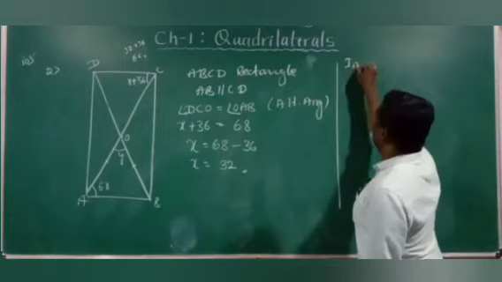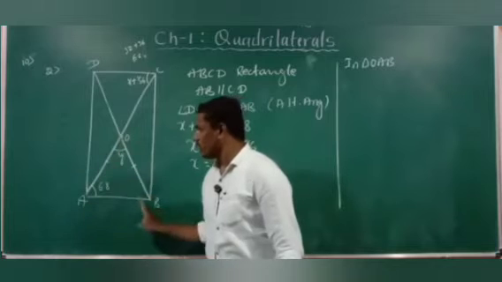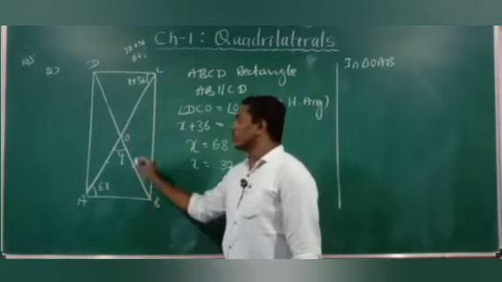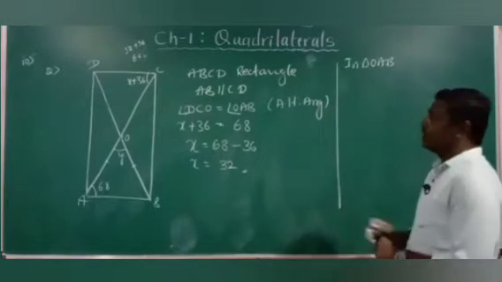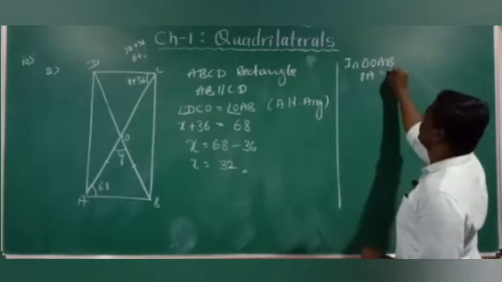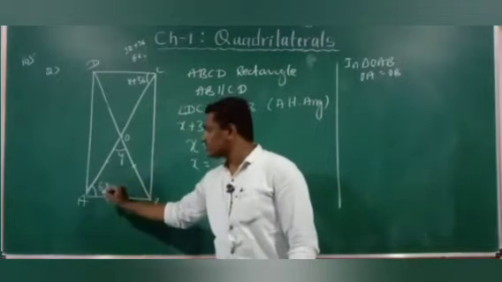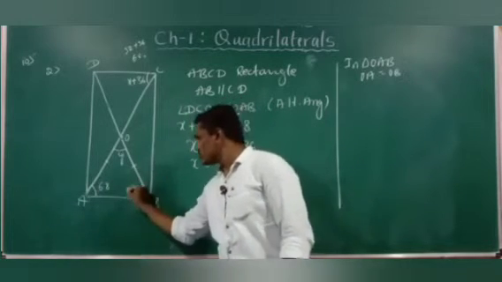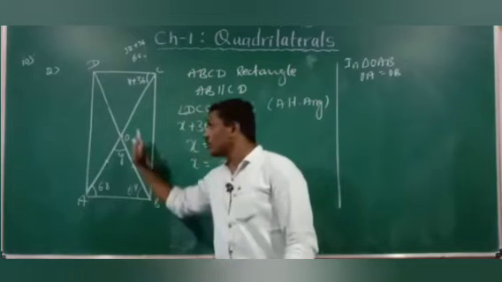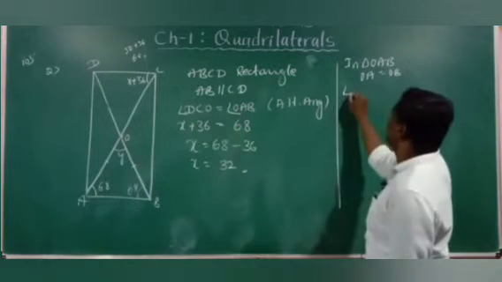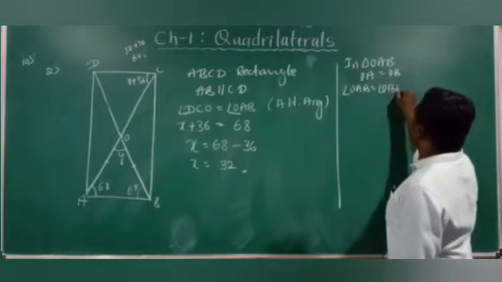In triangle OAB, OA is equal to OB, because these two are the bisected parts of the diagonals AC and BD, right? So OA is equal to OB. If these two sides are equal, then their opposite angles are also equal. So this angle is also 68 degree. Angle OAB is equal to angle OBA.